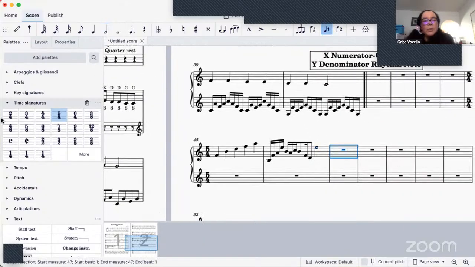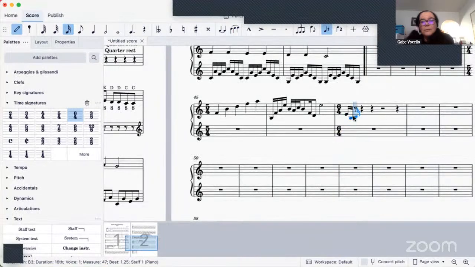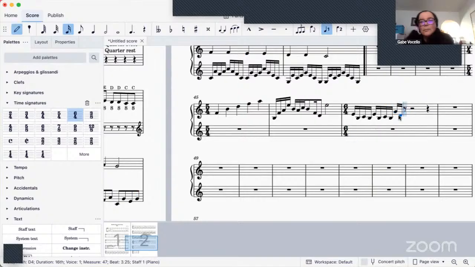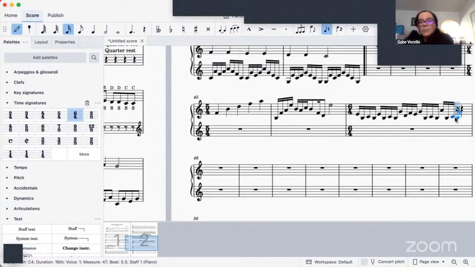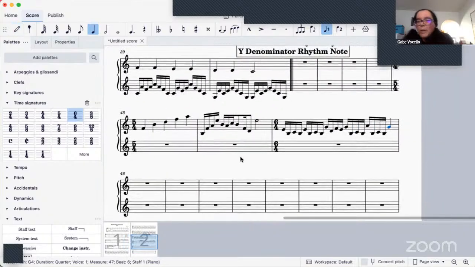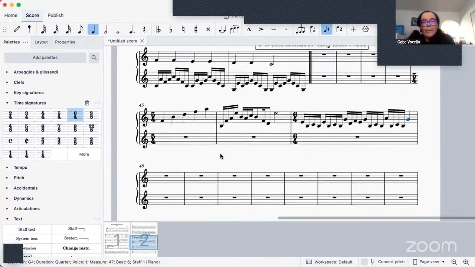Now let's add a different time signature here, 6/4. So I made the combination here with the 16th notes, and the last one is the quarter note. 1, 2, 3, 4, 5, 6, because one quarter note is equal to 2 eighth notes, each eighth note is equal to 2 16th notes, which means one quarter note is equal to 4 16th notes.